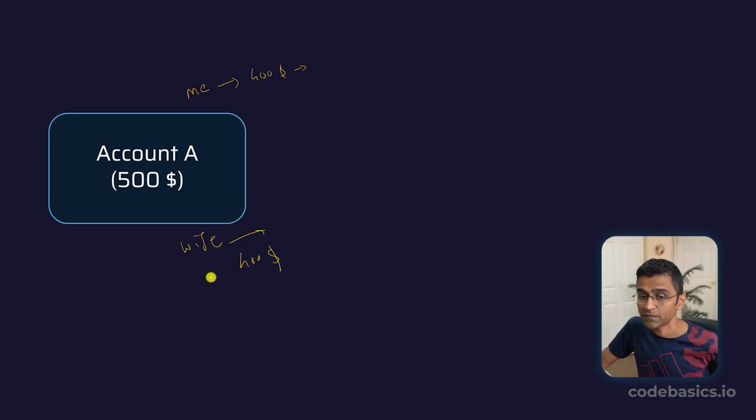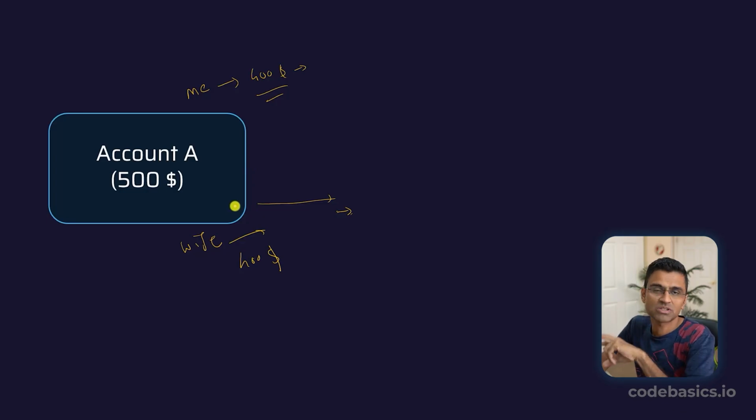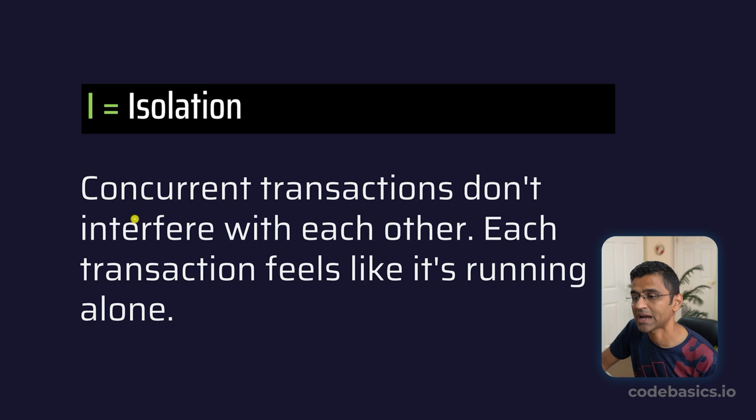So if your database is following the principle of isolation, then this will not work, because when my wife initiates this transaction, and let's say she commits it, then my transaction will fail. Okay, it's like you will have a lock, so both the transactions will not go successful. So that is called isolation. Concurrent transactions don't interfere with each other. Each transaction feels like it's running alone.